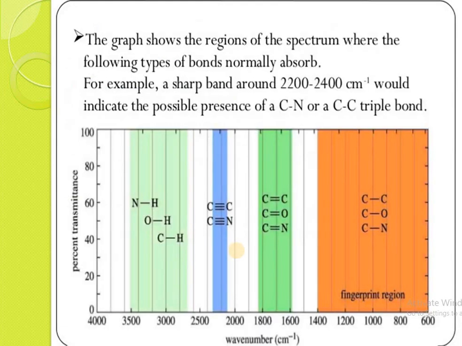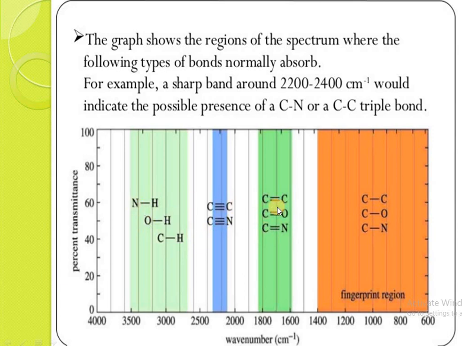So we can say this is the representation in which we can now easily identify OH, CH bonds, then C triple bond C, C triple bond N, then C double bond C, C double bond O, C double bond N. These are all present between 1500 to 4000, and these types of bonds give their peaks in this region.